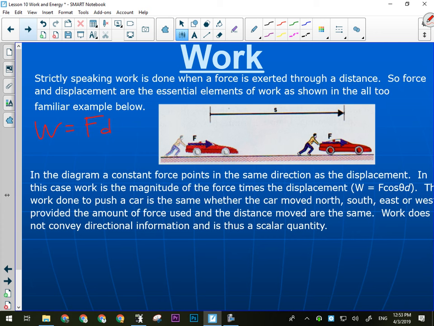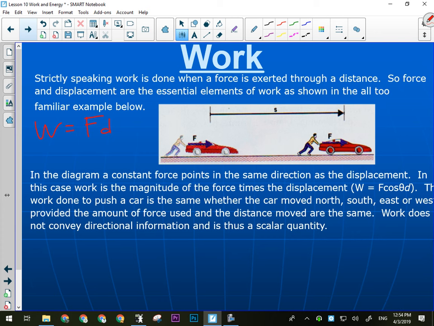I'm not doing any work on the car because the car's energy isn't changing. What I'm doing work on is the surroundings. The energy of the surroundings is going to change in this situation because in pushing the car, I'm going to generate two kinds of energy: sound and heat. Those are going to go into the surroundings. I will lose energy to the surroundings.